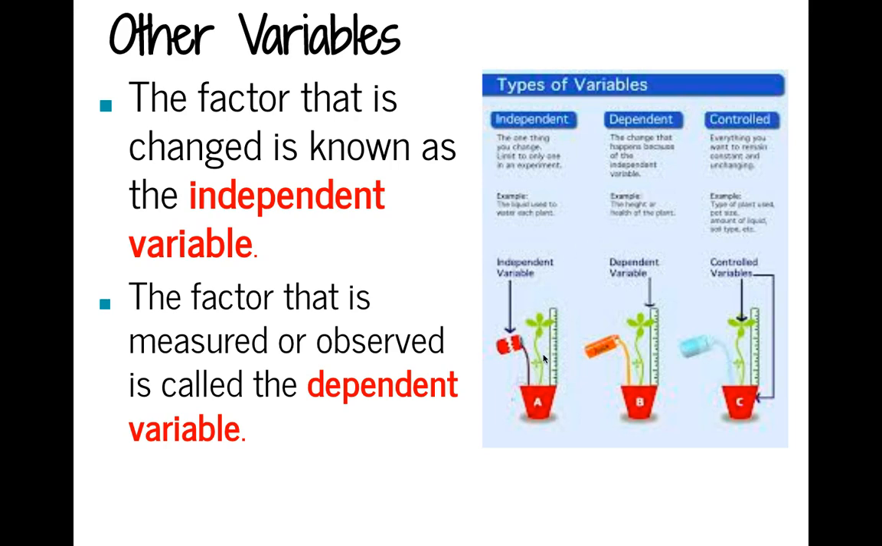So let's look here. I see that in this example, we are looking at different types of liquids to water each plant. And what I'm measuring is the growth. So I'm saying that if I change the liquid, then the plant will grow differently. The measurement of the plant growth is going to be the dependent variable, whereas the independent variable is going to be the type of liquid used. Since I changed the different type of liquid, that means that the growth is expected to change as well. And that's how I'm going to measure whether the liquid worked or not.